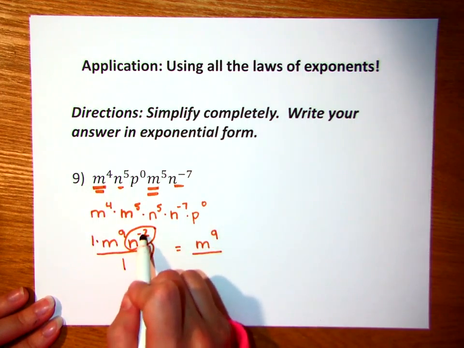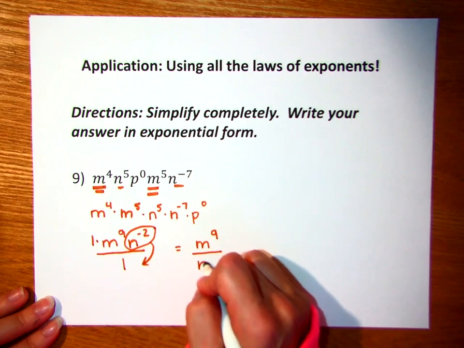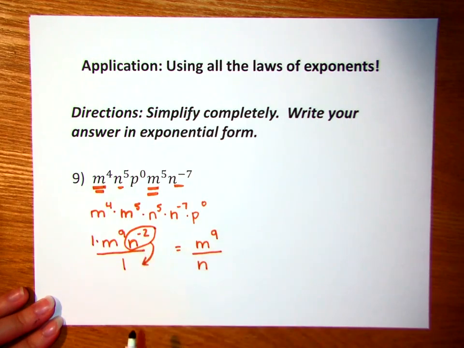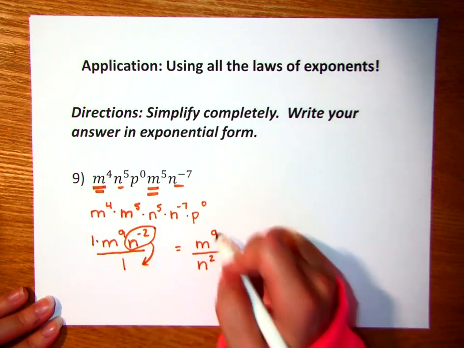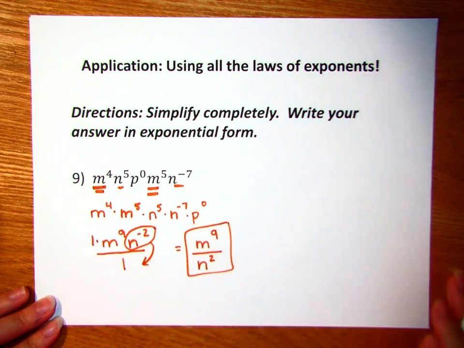This n to the negative 2nd power can go to the denominator here. And what happens when I flip it over the division bar? The exponent becomes opposite in value. So this would be my final answer.